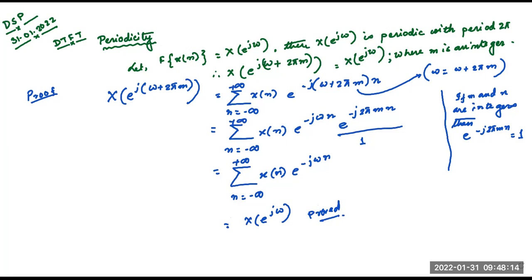So this is the periodicity property for DTFT, or discrete time Fourier transform. We are now going to the next properties of Fourier transform.